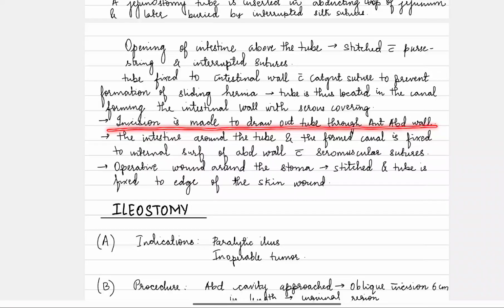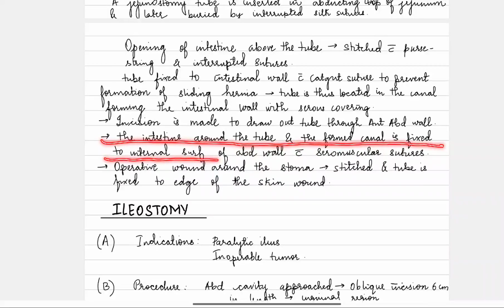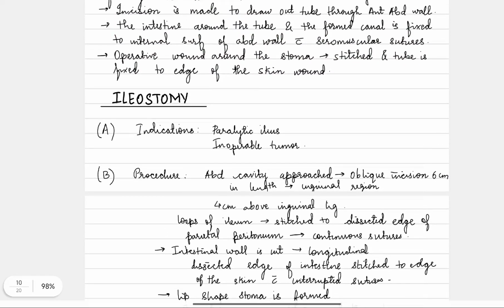An incision is made to draw out the tube through the anterior abdominal wall. The intestine around the tube and the formed canal is fixed to the internal surface of the abdominal wall with seromuscular suture. The operative wound around the stoma is stitched and the tube is fixed to the edge of the skin wound.